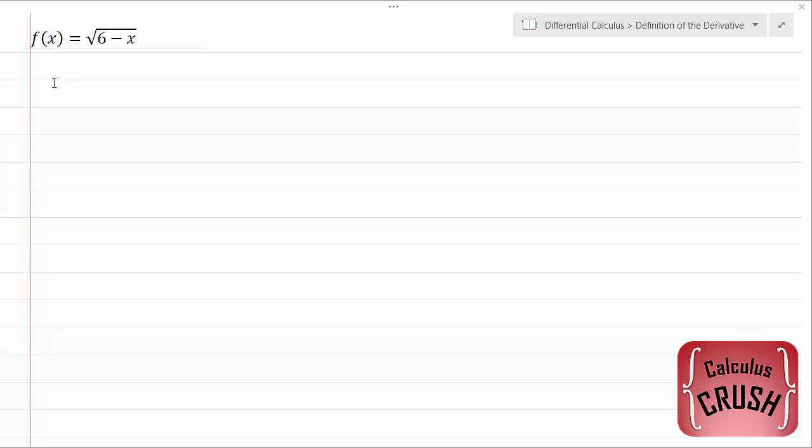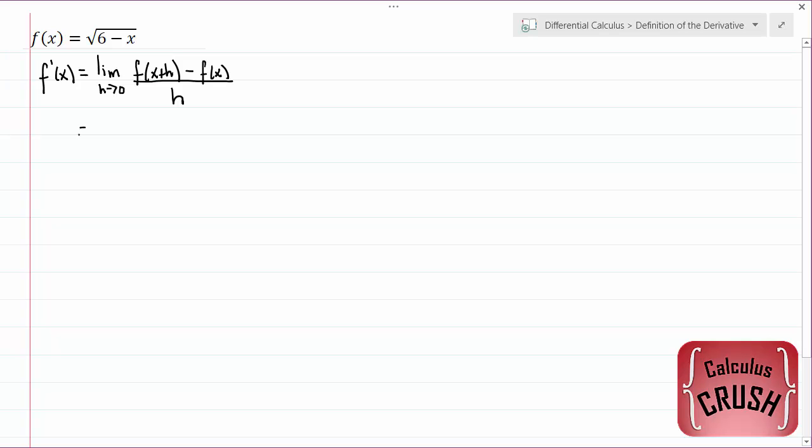So let's start by writing down the definition of the derivative, which is f prime of x, which designates the derivative, is equal to the limit as h goes to 0, f of x plus h minus f of x, all divided by h. If you don't know where this comes from, this is the definition of the derivative, and if you click on it, you can see a derivation, exactly where this formula comes from.